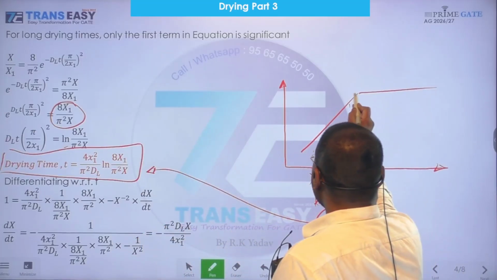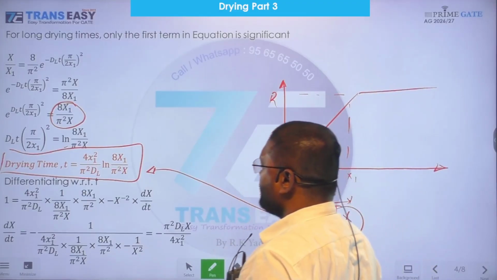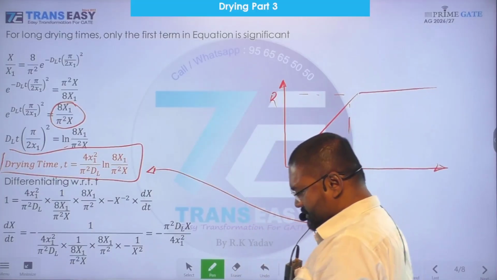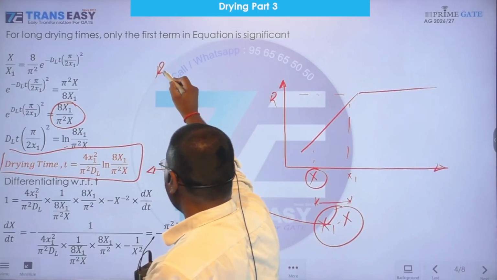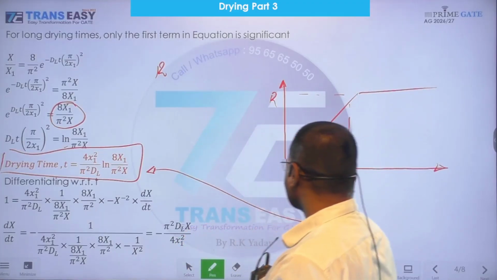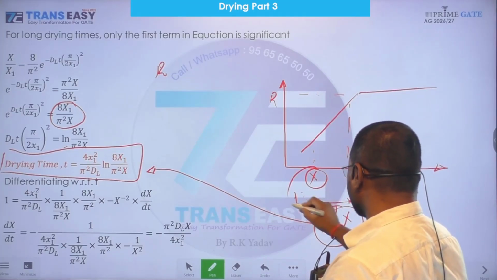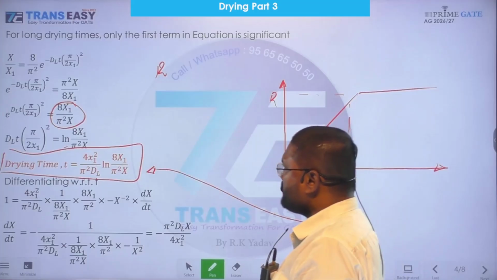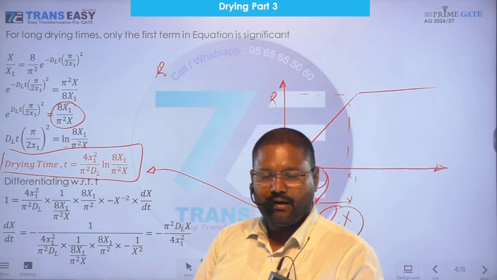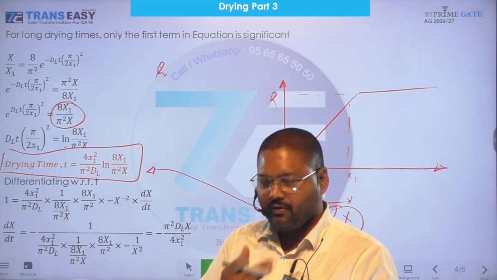Here, rate of drying in falling rate drying period, this is falling rate drying period, R is decreasing. Rate of drying is a function of x. X decreases, R decreases. So we are interested to calculate the rate of drying at time t. At time t, this is the free moisture content x. We are going to calculate the rate of drying at time t after the start of drying in falling rate drying period.